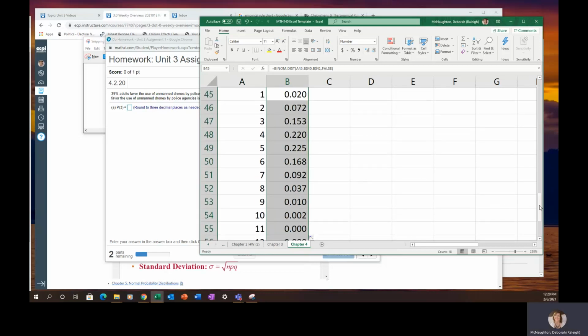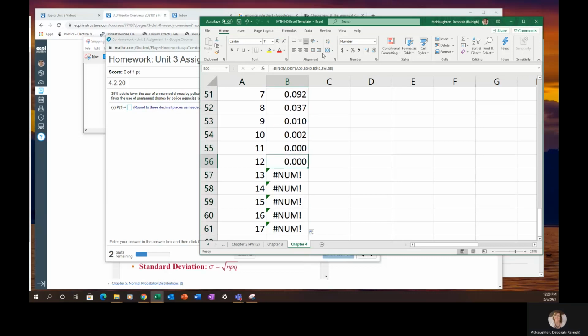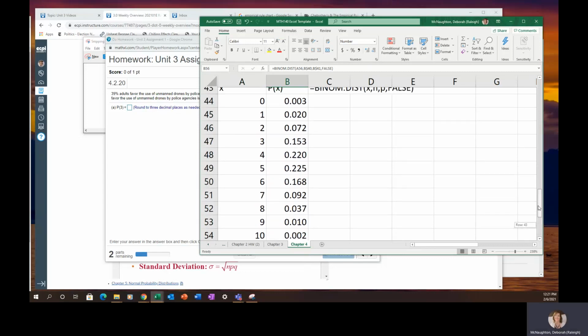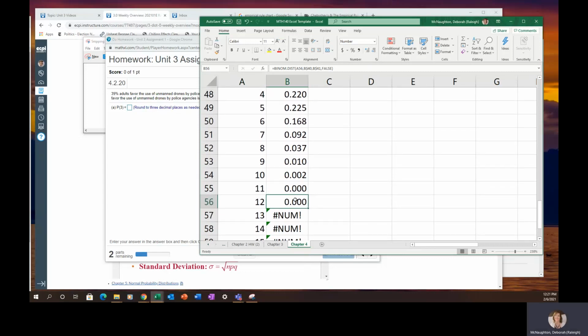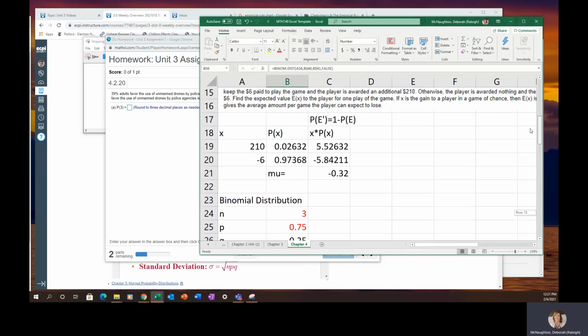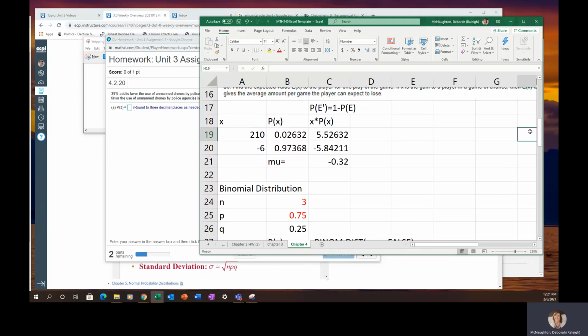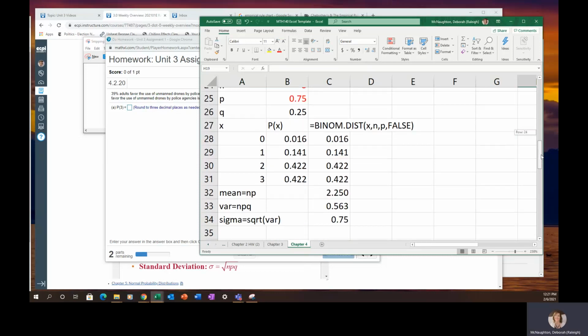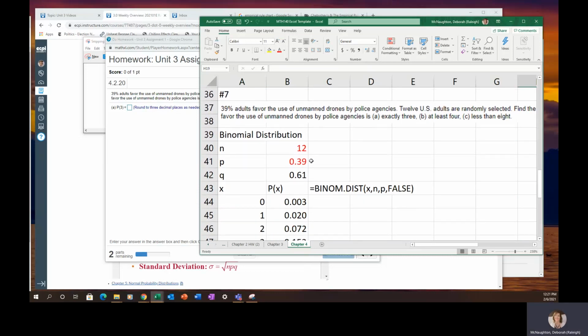So you'll notice that when I get beyond 12, it just gives me an error. There is a number in here. It's just the rounding that's making it look like there's nothing. So there are values in these cells. It's just that the probability of getting 11 or 12 is really small, and that's because our P is less than 0.5.